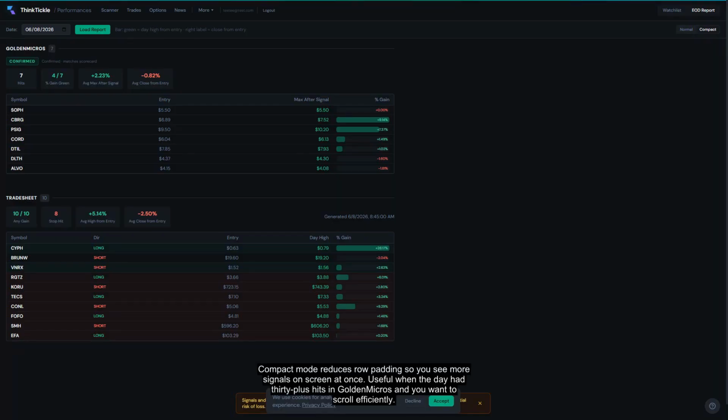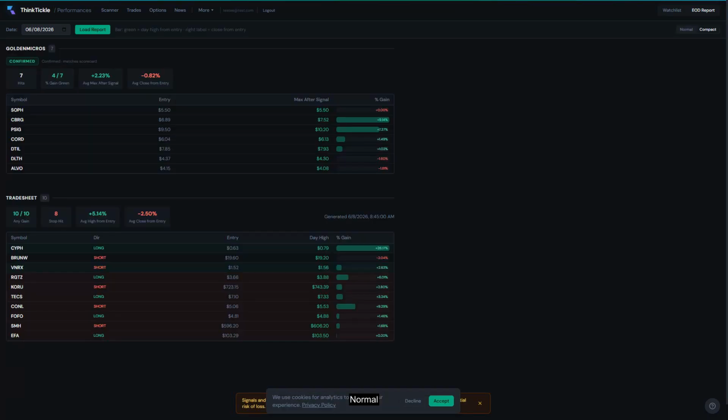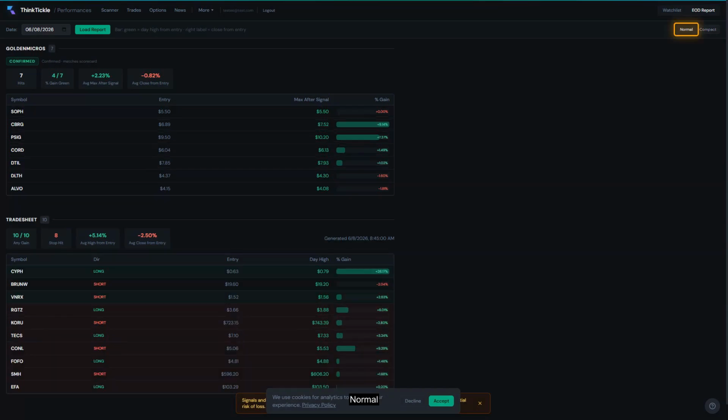Compact mode reduces row padding so you see more signals on screen at once. Useful when the day had 30+ hits in GoldenMicros and you want to scroll efficiently. Normal mode is the default, comfortable spacing for reading individual rows.